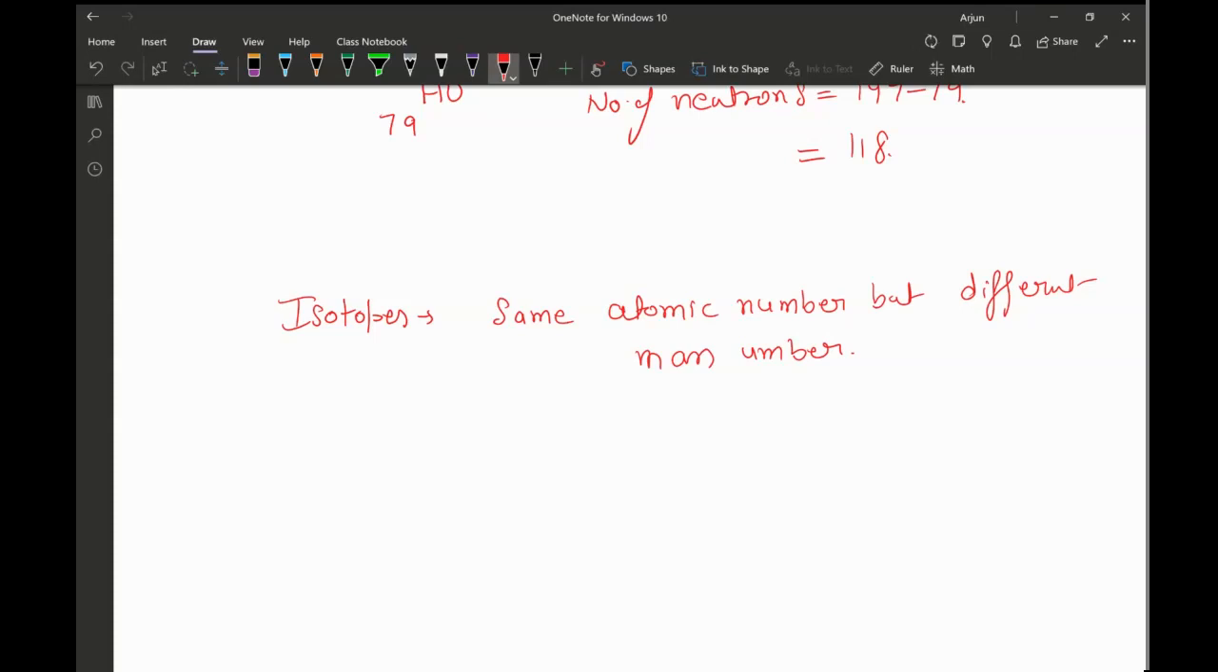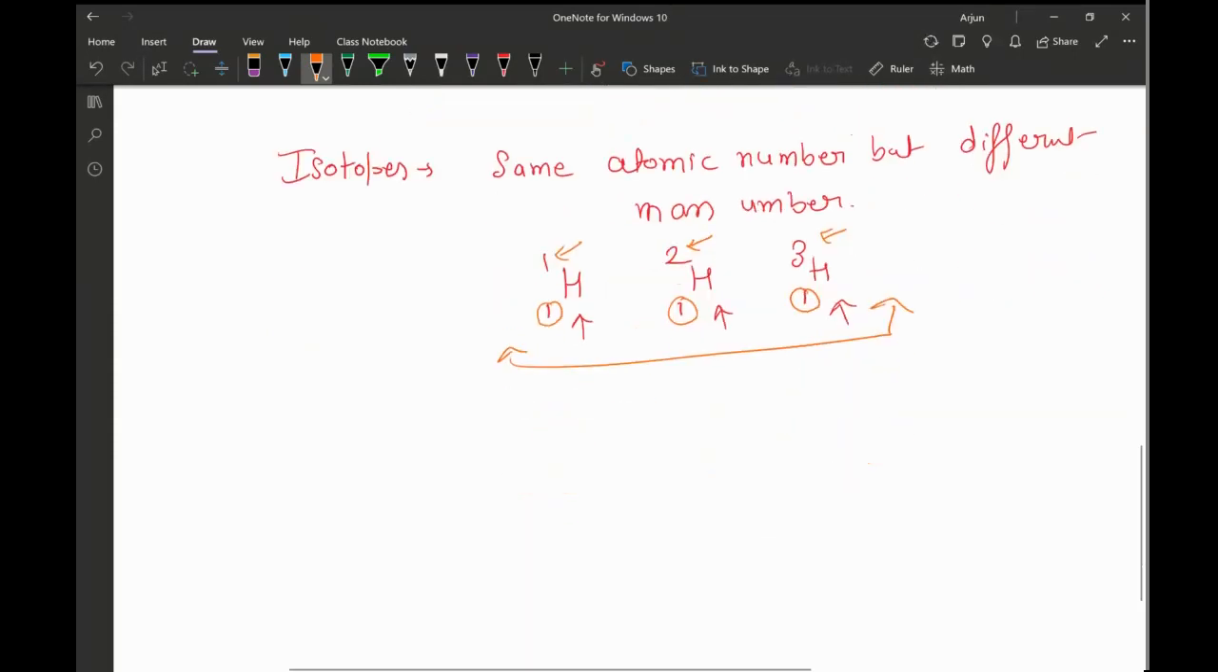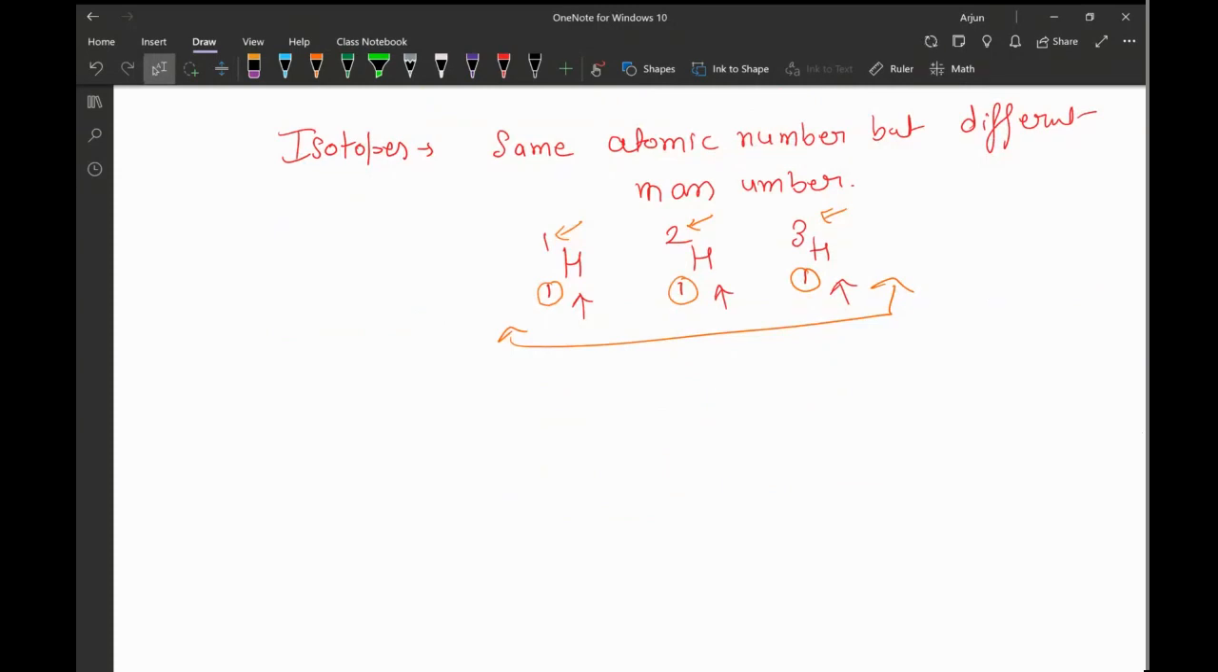So I'll take an example, H11, H12, H13. They all are represented with the symbol H because they all belong to the family of hydrogen. Why do they belong to the family of hydrogen? Because this is 1 down here. This is 1. But the mass number is different. Mass number 1, 2, and 3. So these are called isotopes of an element. Isotope, as I said, means same atomic number but can have different mass numbers.